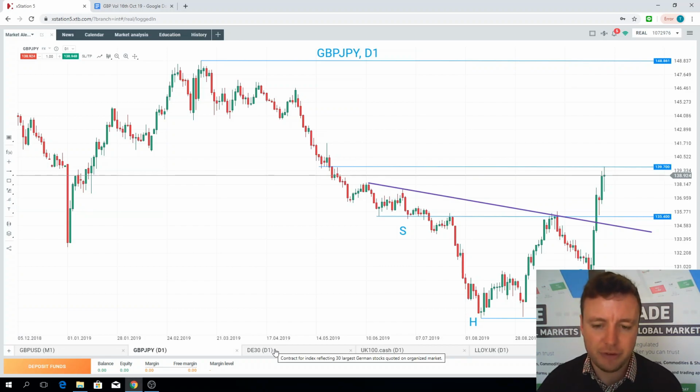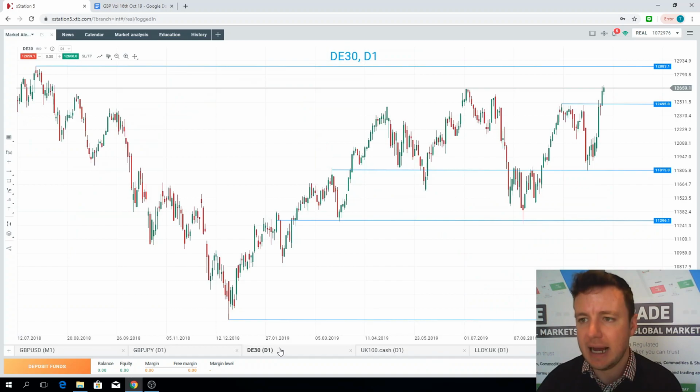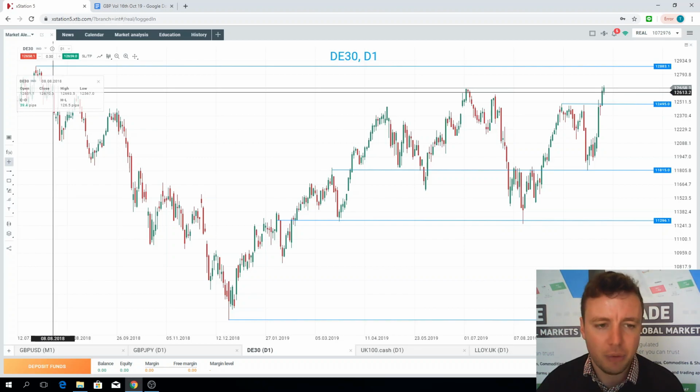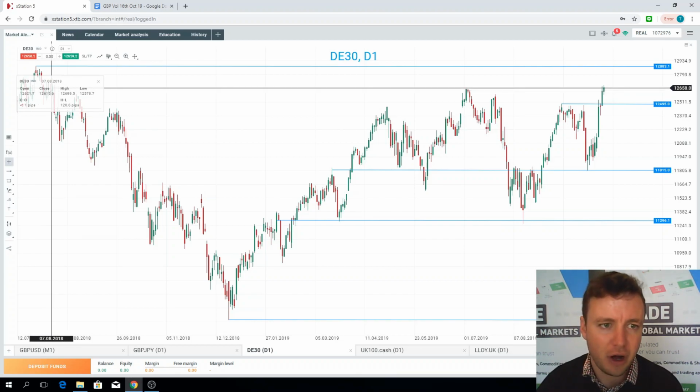Now, it's not just the pound that's been impacted by these moves. We've also seen a broad move higher in risk assets. The German DAX, for instance, has had a strong push higher in recent sessions, actually hit its highest level of the year just today, and you have to go back all the way here to August of 2018 to actually find higher prices.